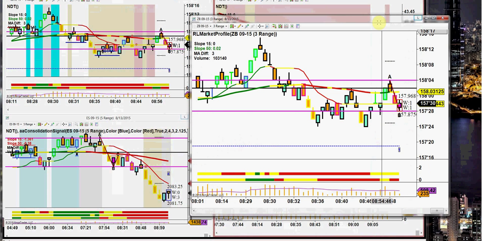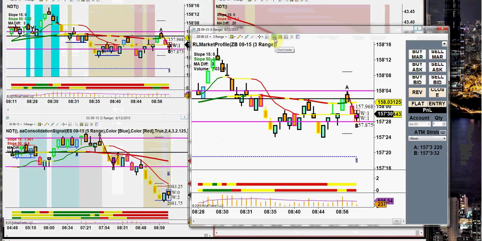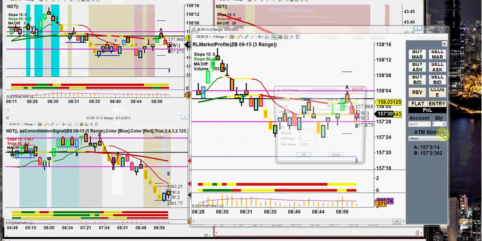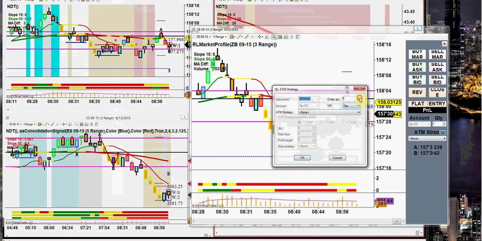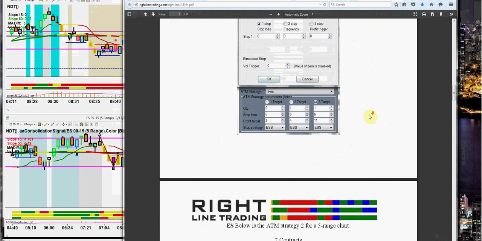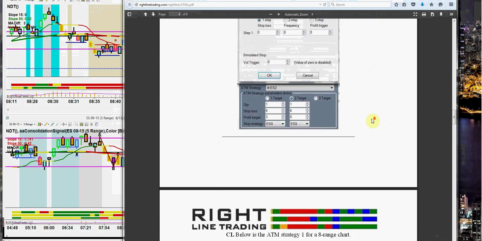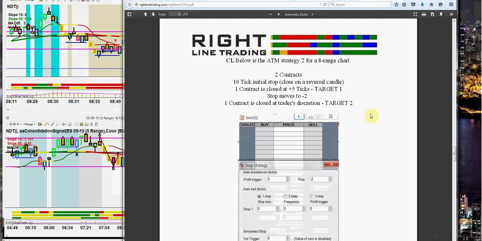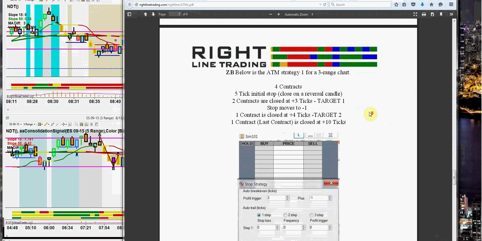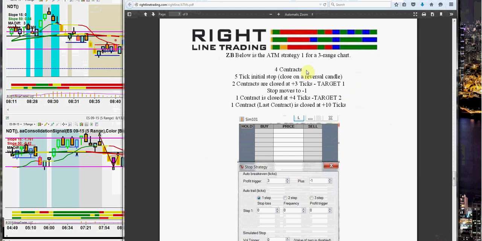Alright, let's set up the ZB. ATM strategy. Let's see what we're looking at here. That's the ES, that's the ES, CL, CL, and ZB. Here it is. Alright, so with 4 contracts, we're going to be looking at a 5-tick initial stop. 2 contracts are closed at 3 ticks. 1 contract is closed at 4 ticks, second target. 1 contract is closed at 10 ticks.